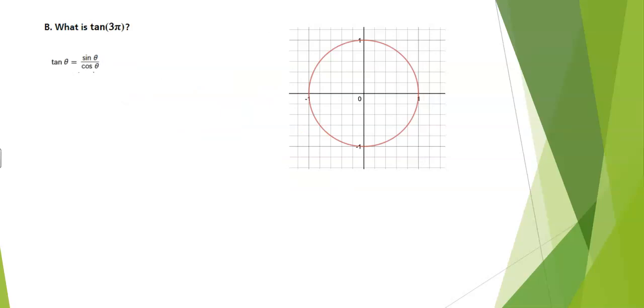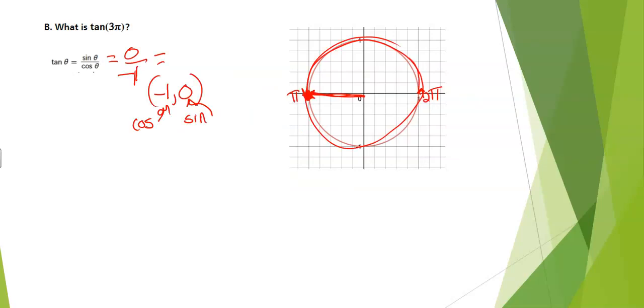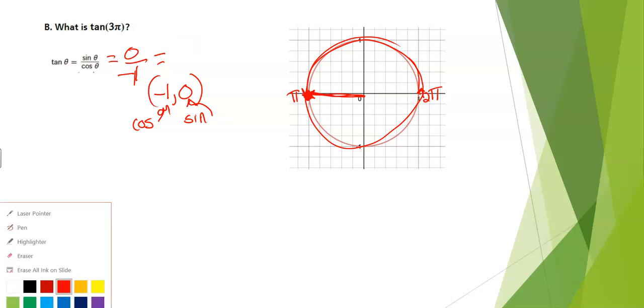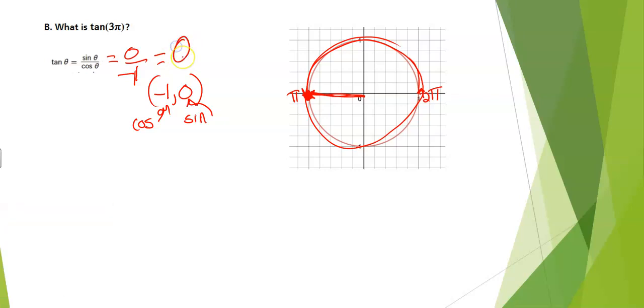Now, what is the tangent of 3 pi? You can divide by -1. I was thinking you can't divide by 0. But anyway, 0 divided by anything is 0. So let's make sure we got that going here. All right. So the tangent of this particular 3 pi is 0.